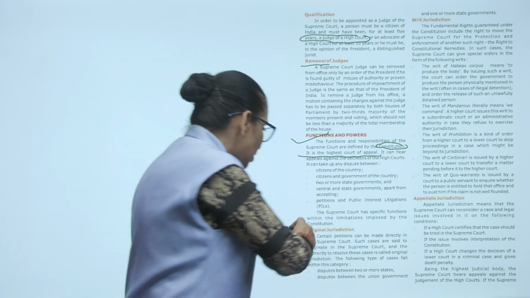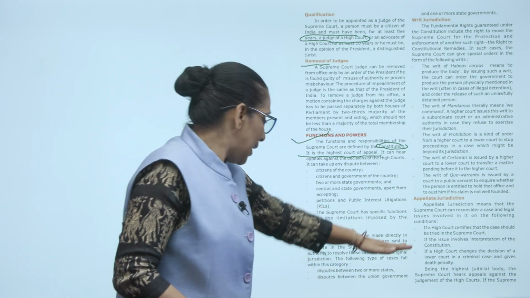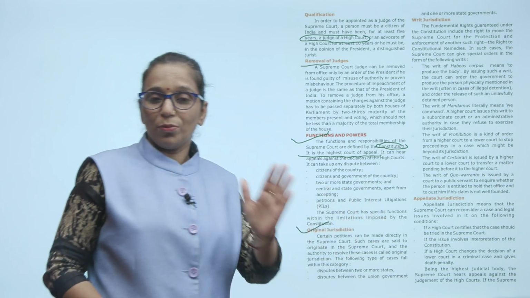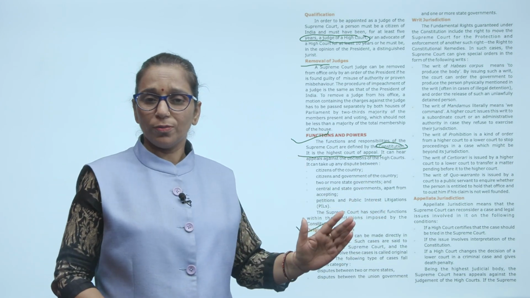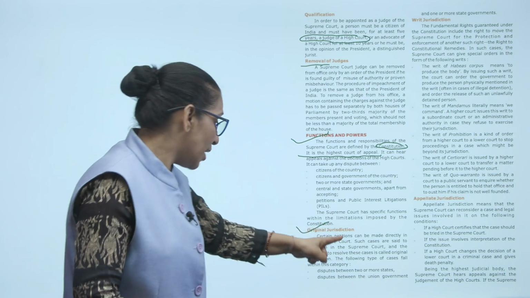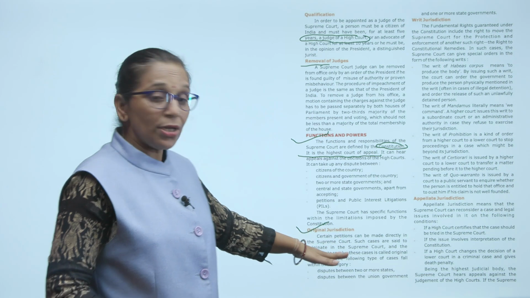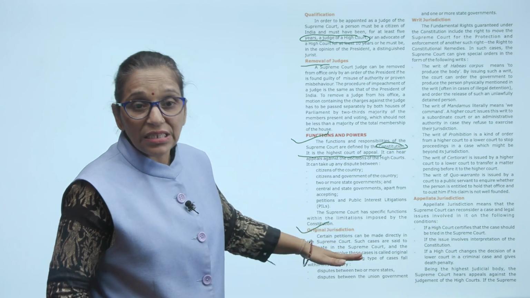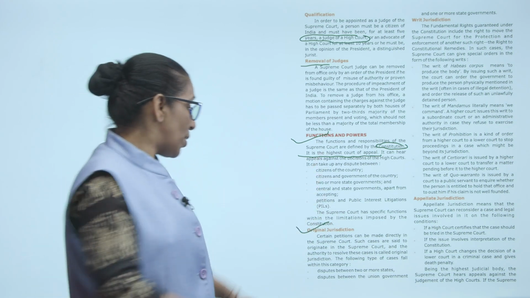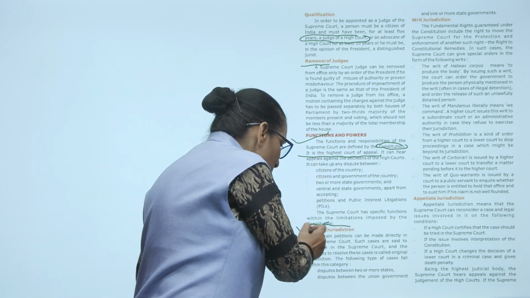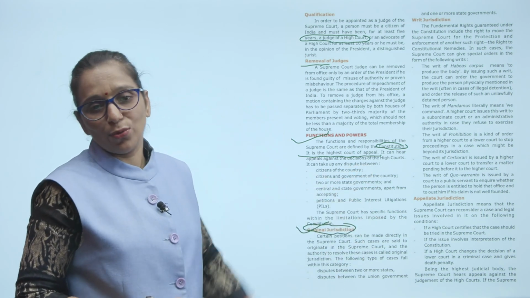Now, what is original jurisdiction? Certain petitions can be made directly to the Supreme Court without following the lower court or high court, directly to the Supreme Court. Such cases are said to originate in the Supreme Court, and the authority to resolve these cases is called original jurisdiction, because the cases directly originate in the Supreme Court.